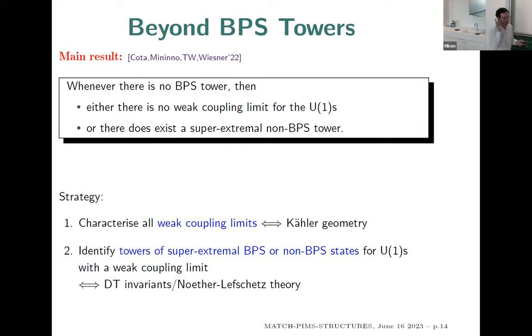Exactly. So you pick a certain linear combination of U1s, or put differently, if a curve has a charge under a certain linear combination of U1s, such that a multiple times this charge does not admit these BPS states, then this linear combination can never become weakly coupled, or instead you can find a non-BPS tower. That's the claim.